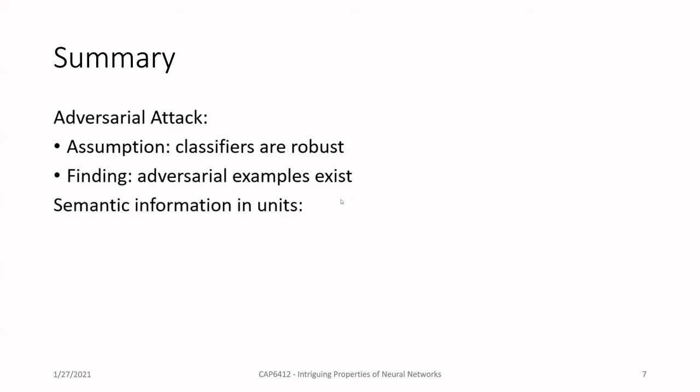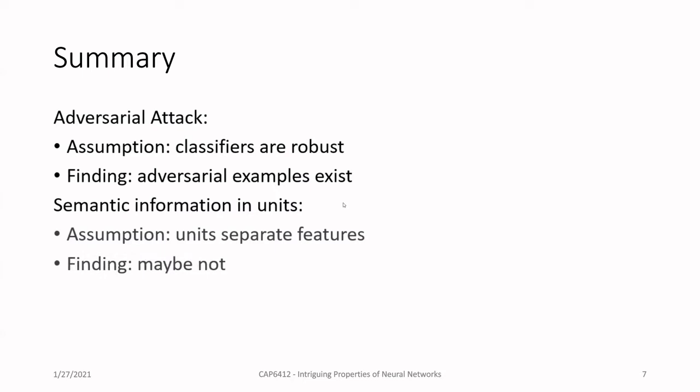And then the second finding was about the semantic information in the units, the neurons. So the assumption was that the neurons in the neural networks try to separate features, try to learn different features independently. But the finding from the paper is that this may not be true. We'll look at each of these things carefully.